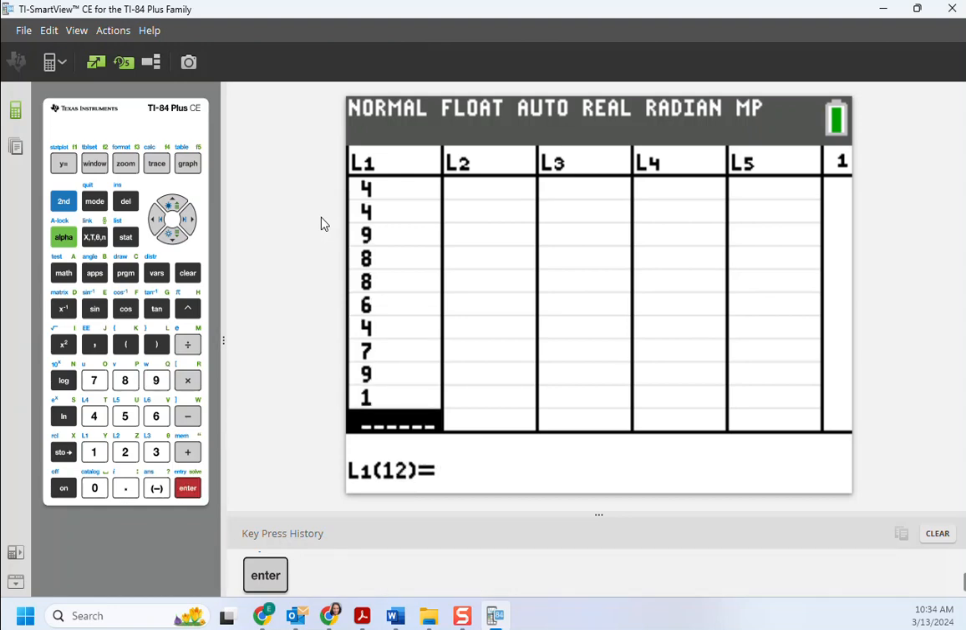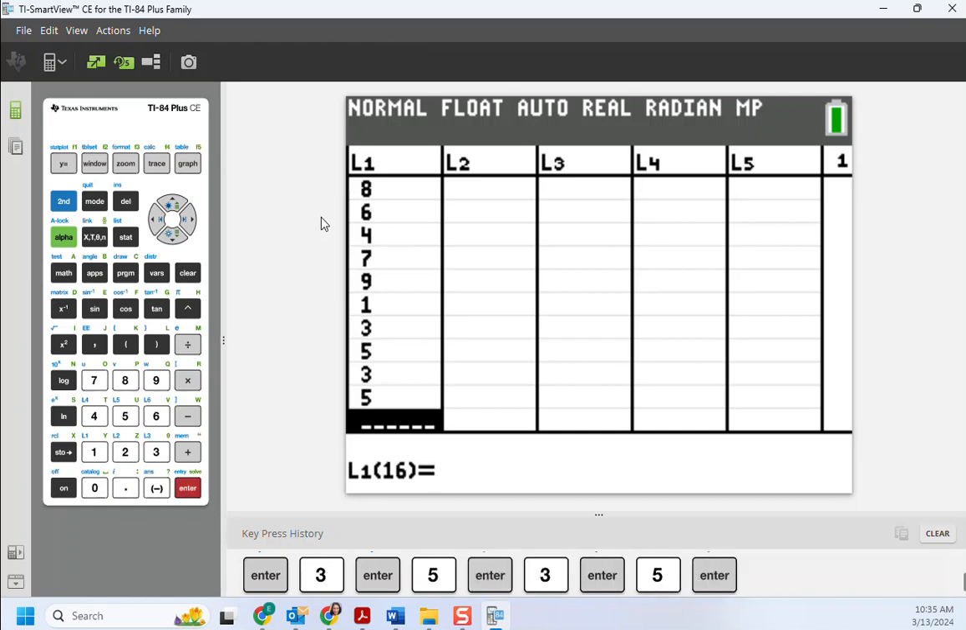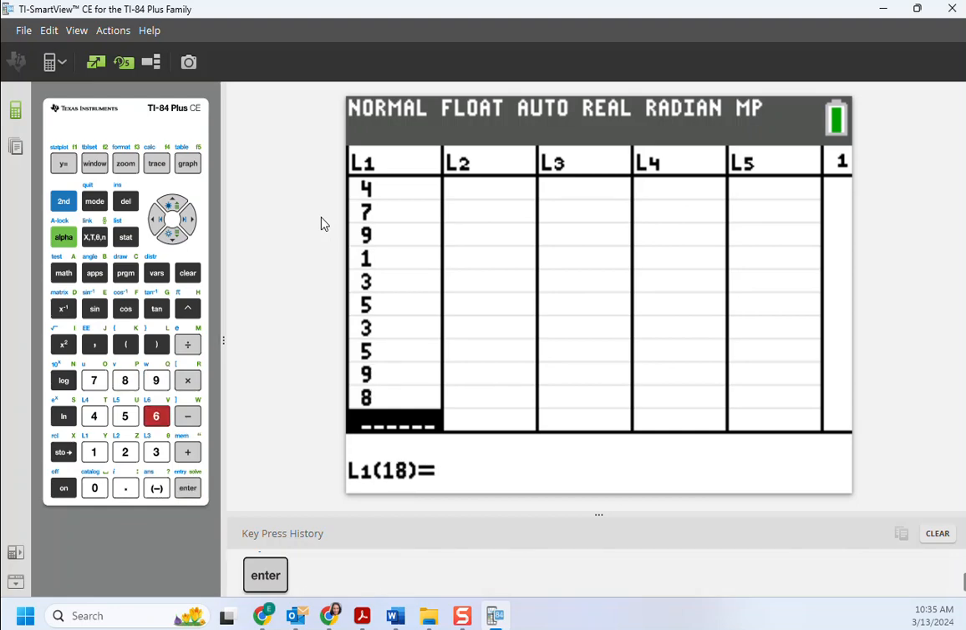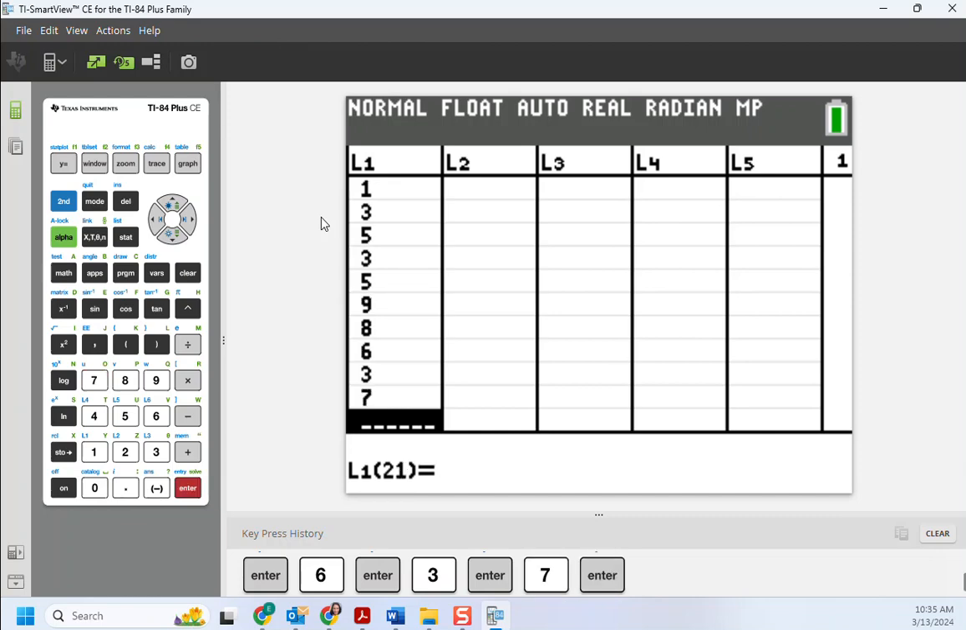3, 4, 4, 9, 8, 8, 6, 4, 7, 9, 1, 3, 5, 3, 5, 9, 8, 6, 3, 7, 1.